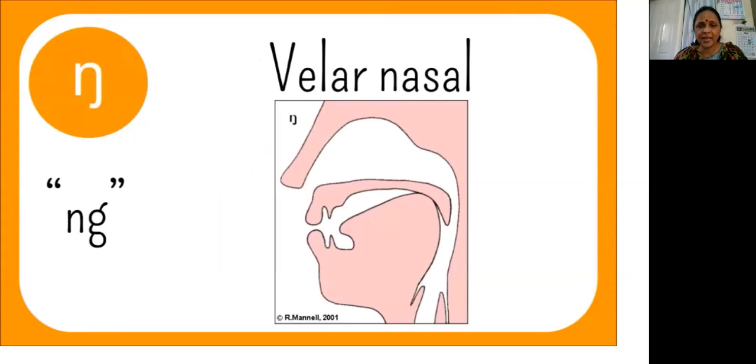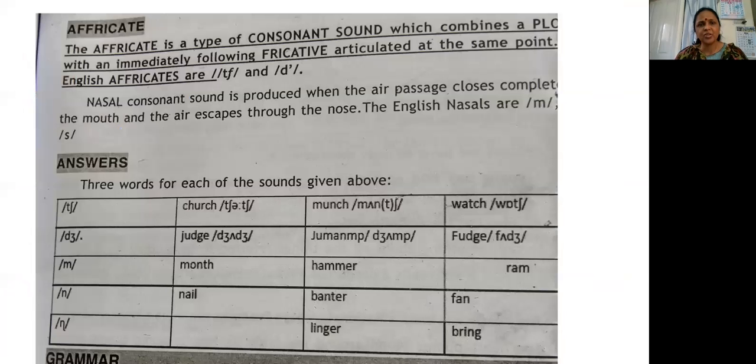This is about the nasal sounds. Approximants, we'll do in the next class. So affricates and nasals we have done.